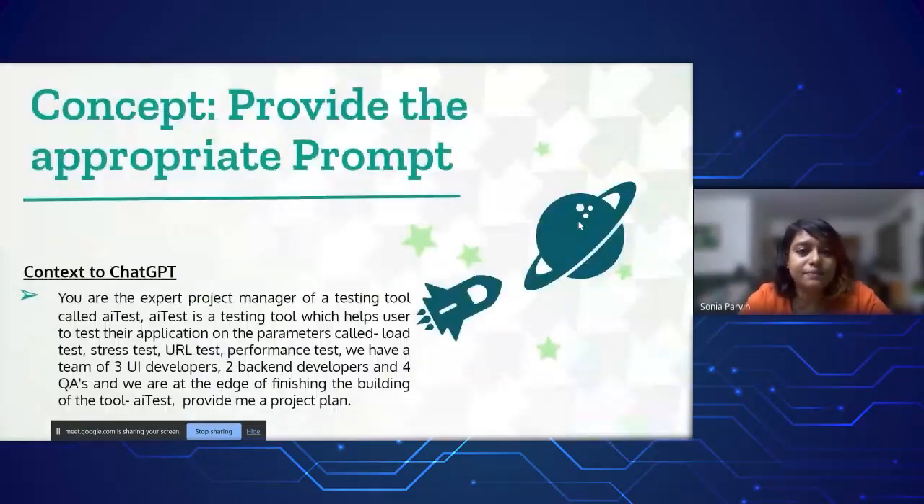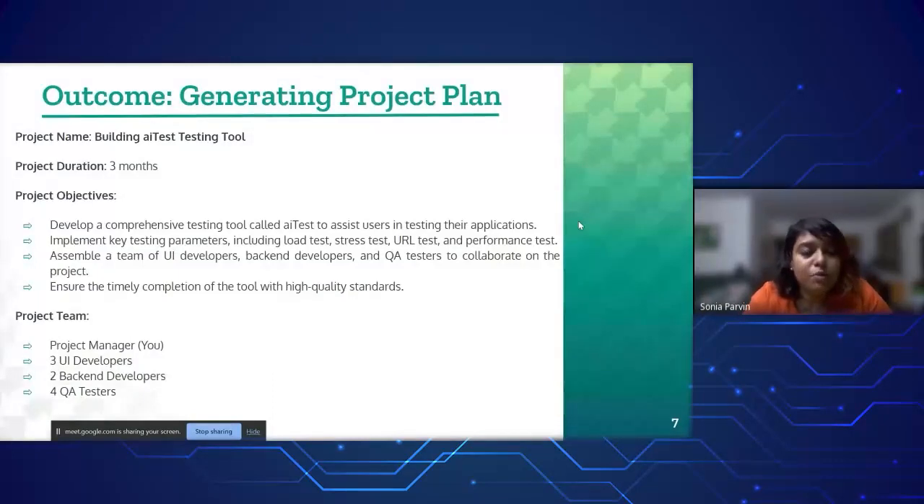Next slide, please. So we have provided this prompt to ChatGPT, and we have taken the example of AI test mainly. Here, if you can see, we have provided details to ChatGPT on what AI test is and what tests we are using in AI test, and also we have provided the developers, like UI developers, backend developers, and QA. So depending upon this information, ChatGPT will provide us the project plan. Next slide, please, Kriti. So in this slide, whatever information you are seeing is only the information we have provided to ChatGPT, and depending upon that information only, ChatGPT is showing us the details.